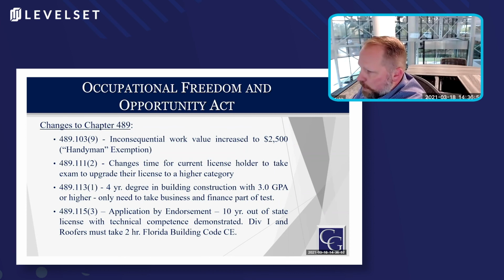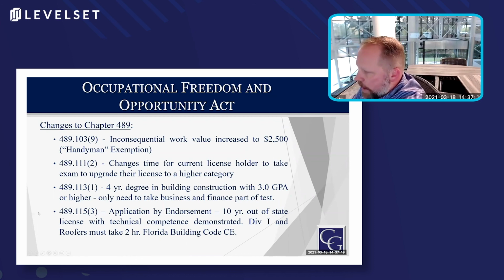If you have a 4-year degree in construction with a 3.0 or higher, you only need to take the business and finance part of the test. You don't need to take the project management and contract administration parts of the tests. That's, again, a lightening of the standards because you are demonstrating the education through your 4-year degree and high GPA. And then application by endorsement.